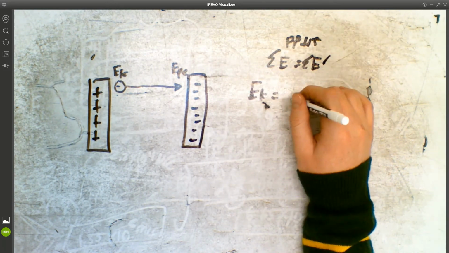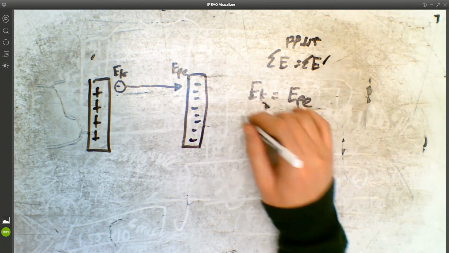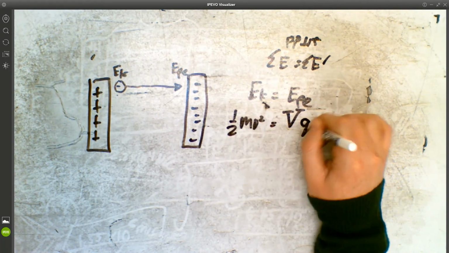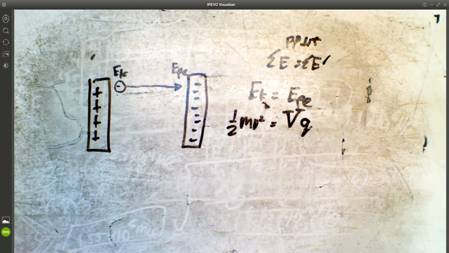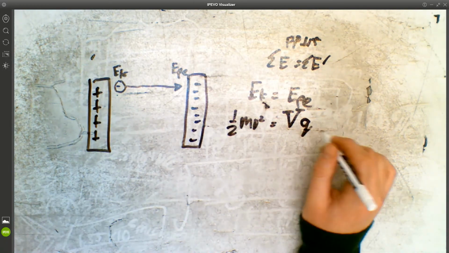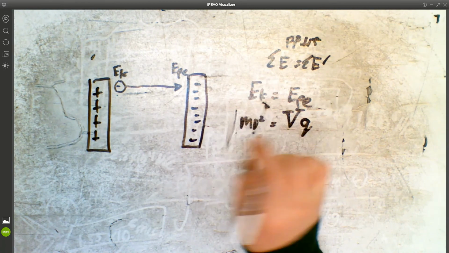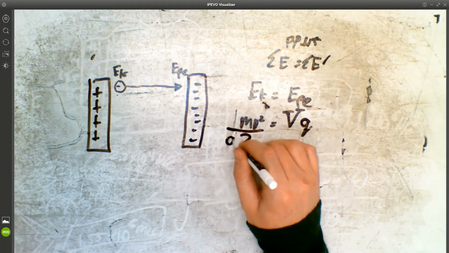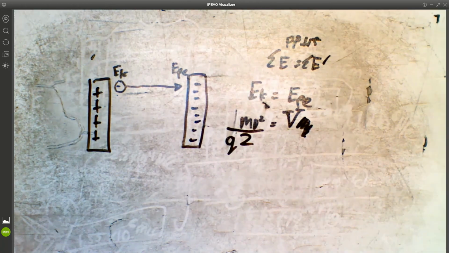where our EK now is turning into EPE. This is 1/2 mv squared. This is VQ, like that. And we're trying to find the voltage. So all we have to do, just gonna put the 2 down there, is move the charge over there.